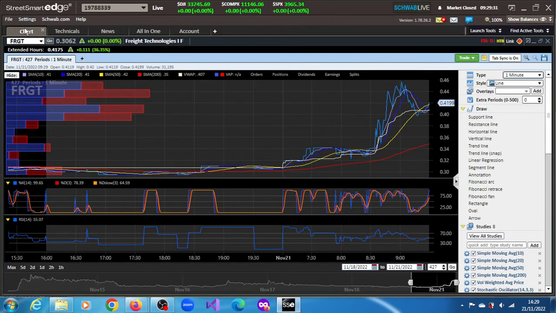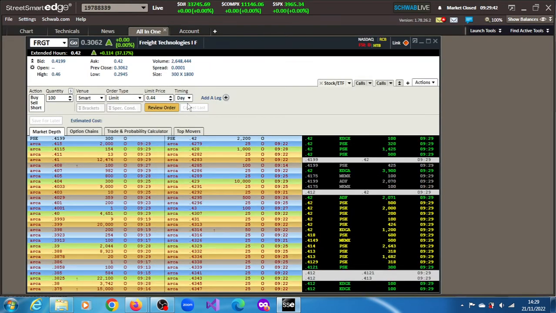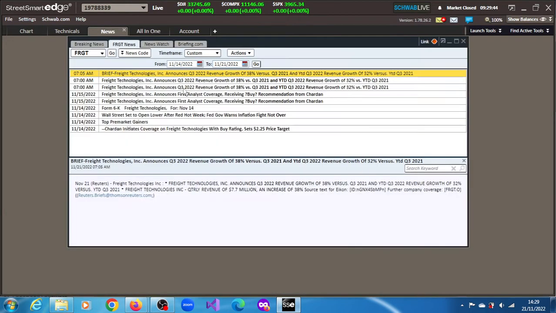FRGT stock, Freight Technologies Inc, is on the move in this pre-market session of the 21st of November 2022. It has gained 37.13%. The news is that the company disclosed better than expected earnings outcomes, up 38%.